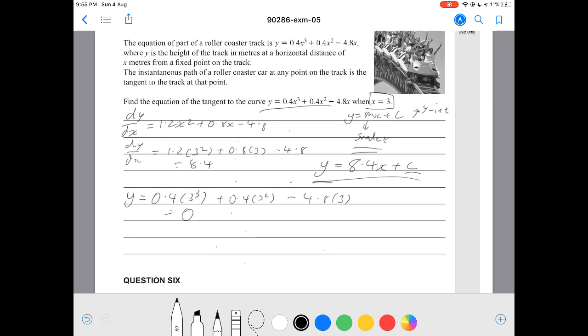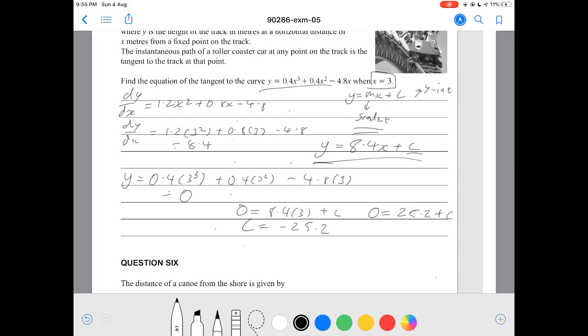And now all we have to do is solve. 0 equals 8.4 times 3 plus c. So 0 equals 25.2 plus c. Therefore, c equals negative 25.2. So you can write your final equation as y equals 8.4x minus 25.2. And that would be your final answer.